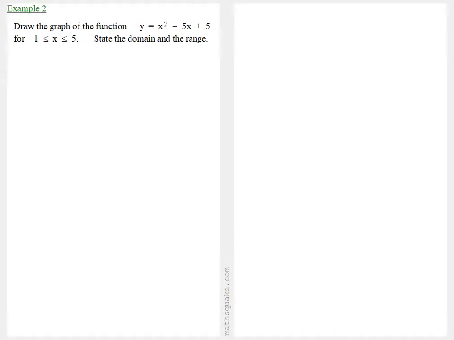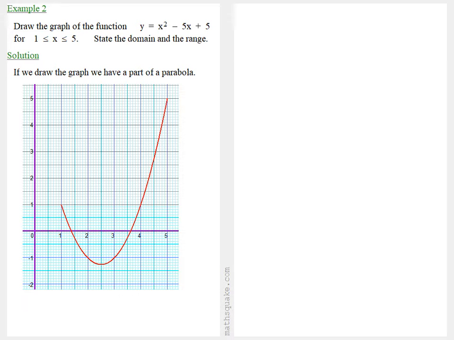Let's look at another example, example 2. Draw the graph of the function y equals x squared minus 5x plus 5 for x lying between 1 and 5. Also state the range of the function. Now we can plot the graph and see that it's part of a parabola. Now the domain is 1 to 5.